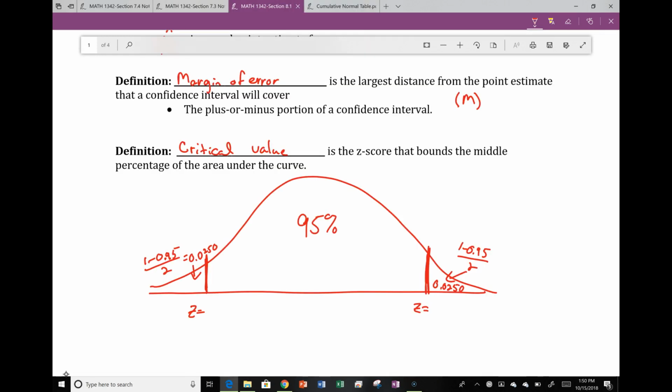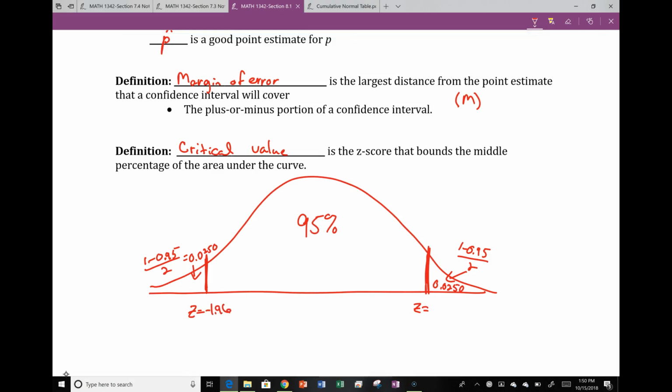Which means that this one is a negative 1.96. Well, how do I get this other one? There's a couple of different ways. Again, remembering that this is symmetric, so where I fold it over upon itself, I should get the same z value, just one with positive, one with negative. Another way is this 95% in here is the same thing as 0.95.